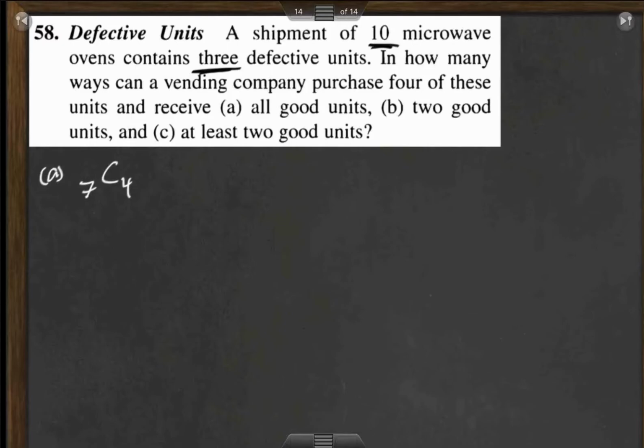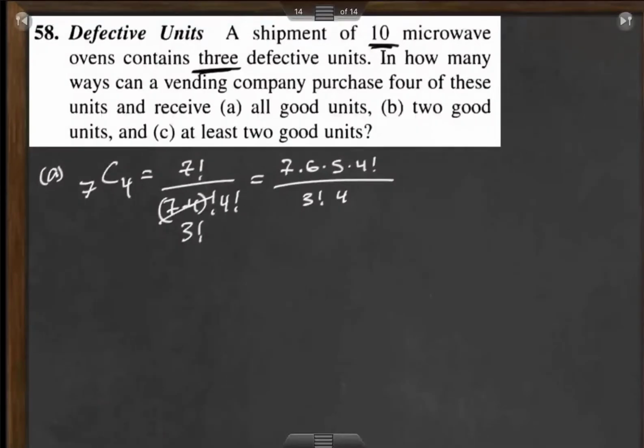So this would be 7 factorial over 7 minus 4 factorial times 4 factorial, which is 3 factorial. I take the 7 down to 4 because it's the bigger number, with 3 factorial and 4 factorial on the bottom. The 4 factorials cancel out, and the 3 factorial is 6, so I cross out the 6. We have 7 times 5, which is 35. There are 35 different ways we can get 4 not defective units.